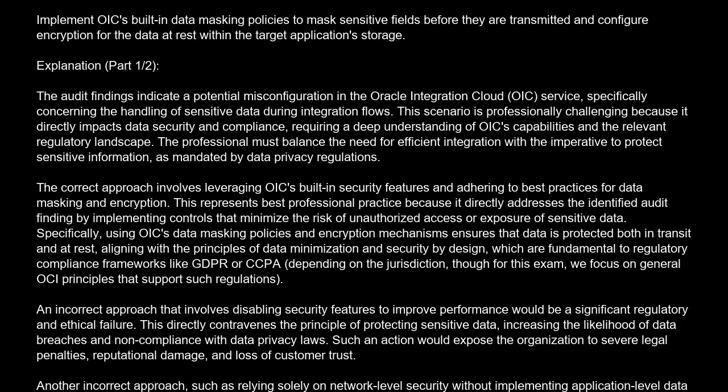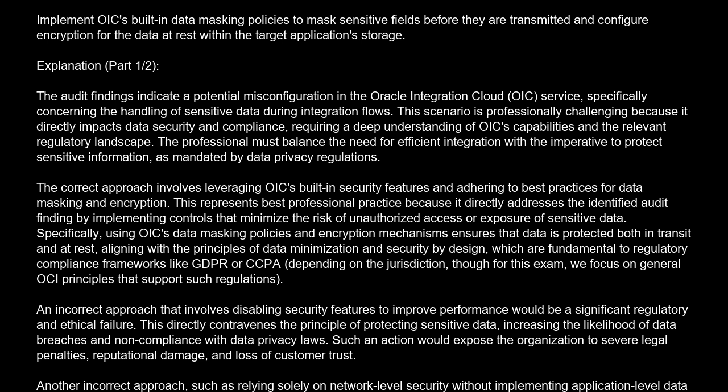The correct answer is B. Implement OIC's built-in data masking policies to mask sensitive fields before they are transmitted and configure encryption for the data at rest within the target application storage. Explanation. The audit findings indicate a potential misconfiguration in the Oracle Integration Cloud, OIC service, specifically concerning the handling of sensitive data during integration flows.